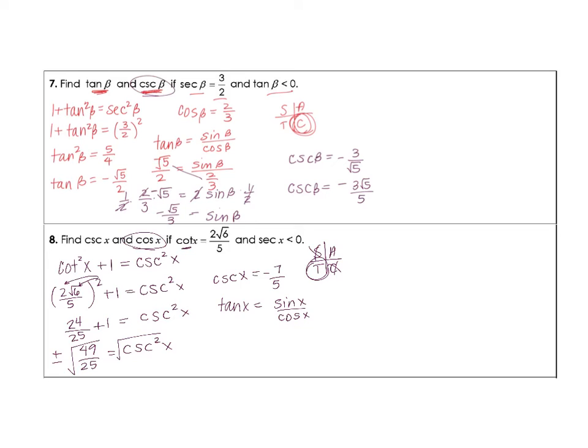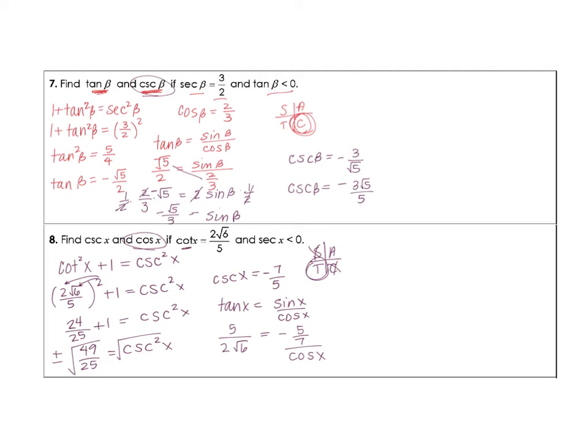And so let's fill in what we know. Tangent, we're going to replace that with 5 over 2 square root of 6 equals sine. Well, sine's the reciprocal of cosecant, so that's going to be negative 5 over 7, and then that's all over cosine x. So again, we can do our cross multiplying here.